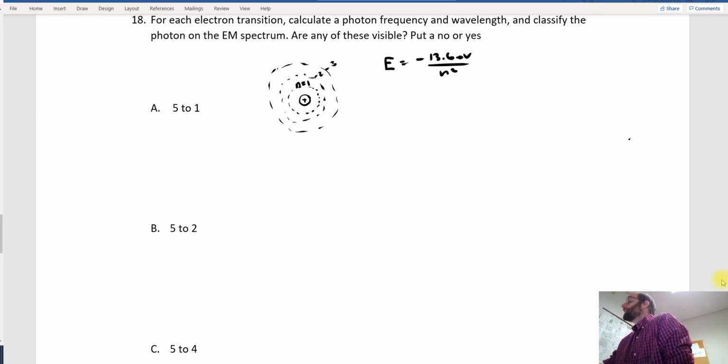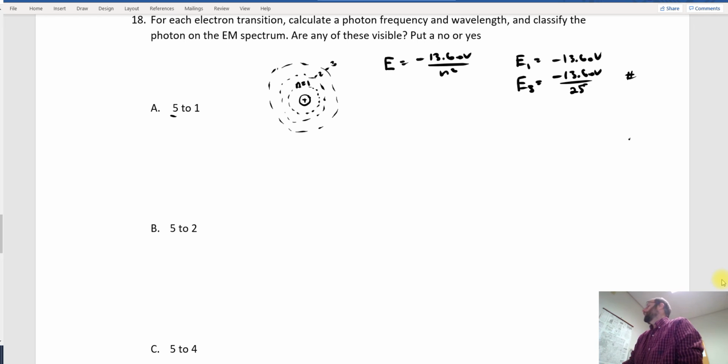So what I would do here is calculate E1, and that's pretty easy. Put a 1 in, you get minus 13.6 electron volts. Then we're going to calculate energy 5. So energy 5 is going to look like minus 13.6 eV over 25, and this is a decimal, some number. I'm just going to put a number here, all right?